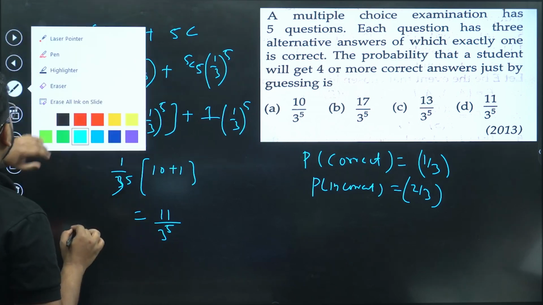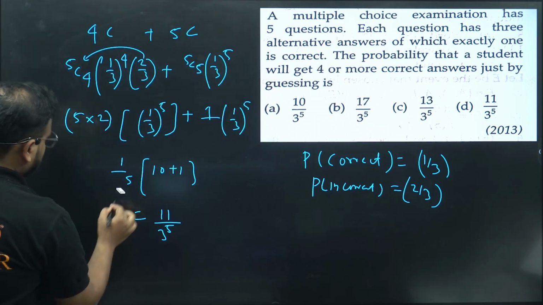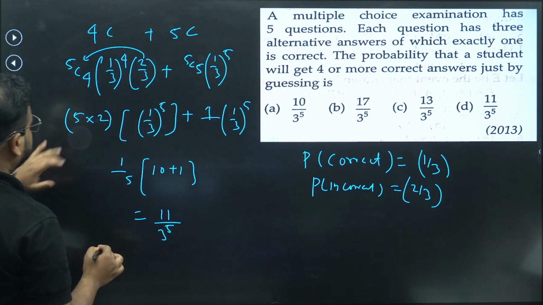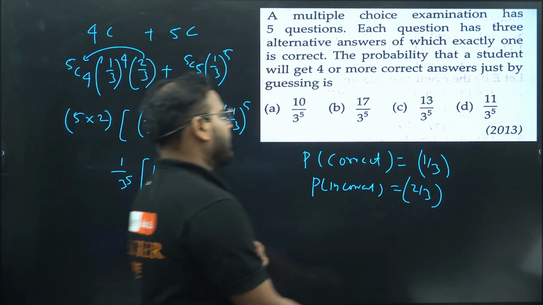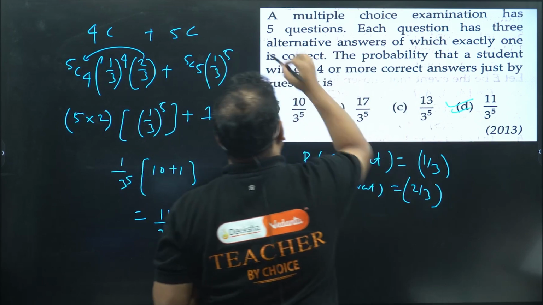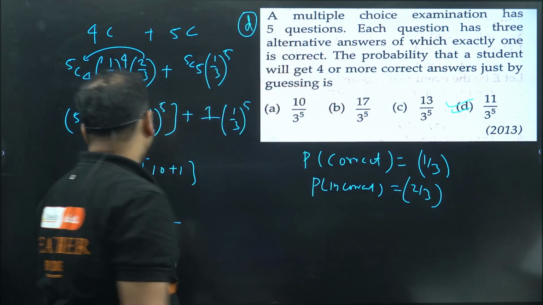This is looking a little weird, I'll change it. 3 power 5, 3 power 5. Answer is option D. Option D is correct. Please check.